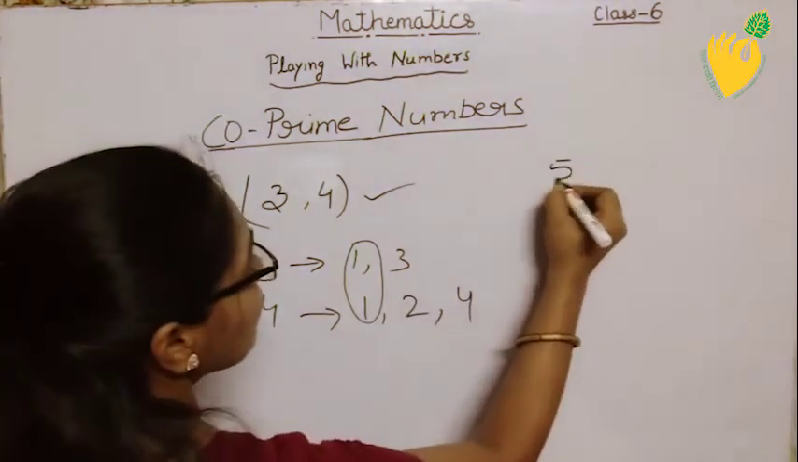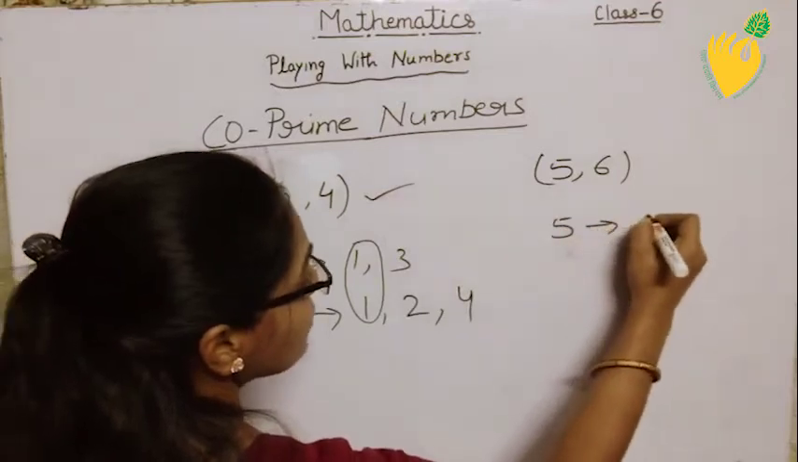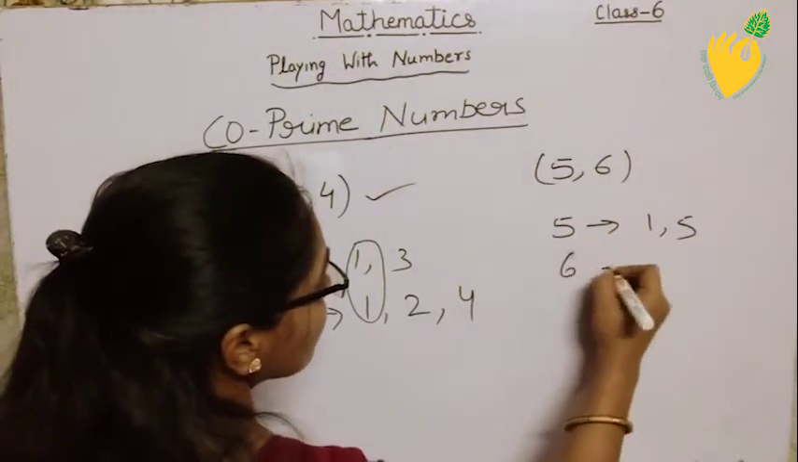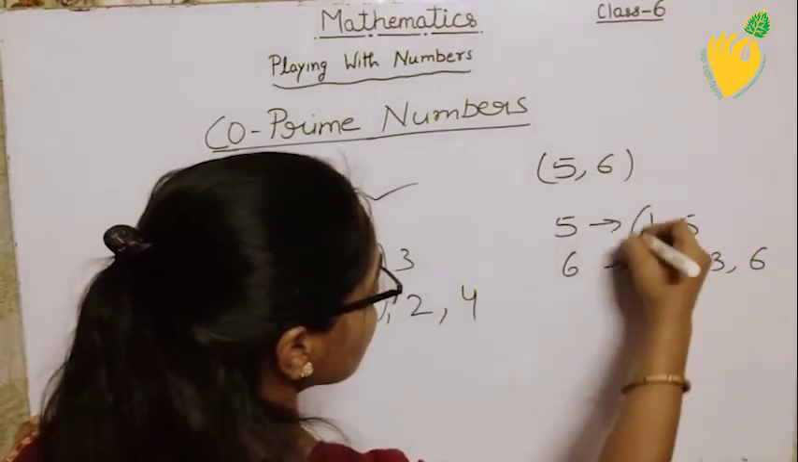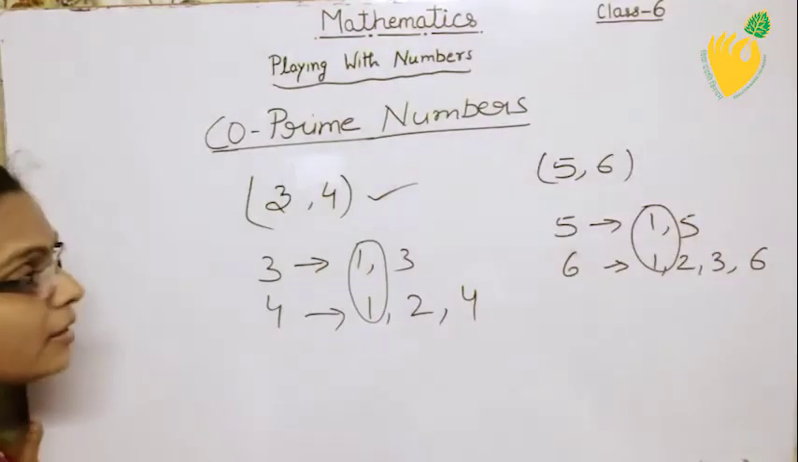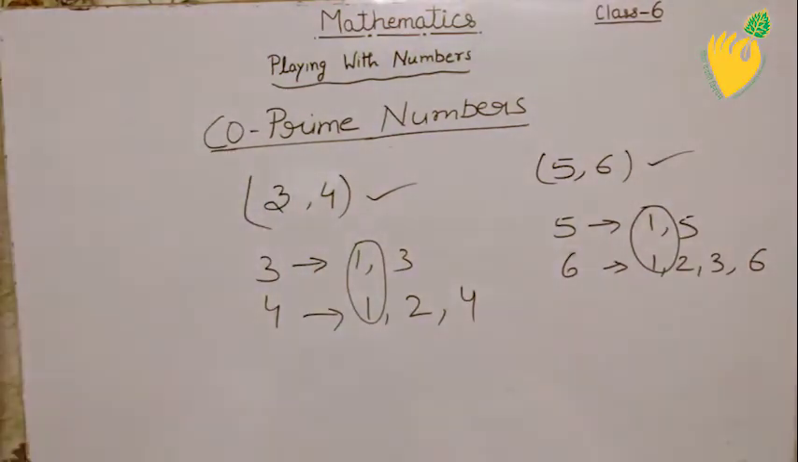You can take another example, 5 and 6. Factors of 5 are, students, 1 and 5. The factors of 6 are 1, 2, 3 and 6. They have only 1 as a common factor. They also make co-prime numbers.